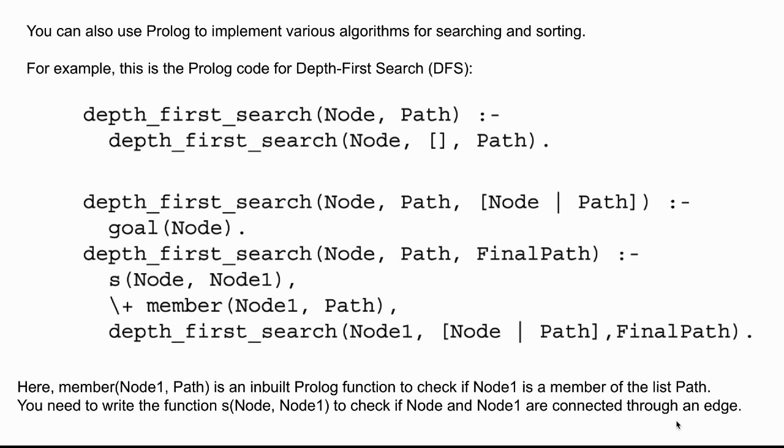So what you do is, if you are given a graph which has, let's say, 10 nodes, you will have 10 nodes named R1, R2, R3 up to R10. If, let's say, R3 and R6 are connected, then you need to write a fact which says S of R3 comma R6 is true and S of R6 comma R3 is true, because it's an undirected graph. You need to write facts like this to tell your Prolog that these are the nodes which are connected to each other.